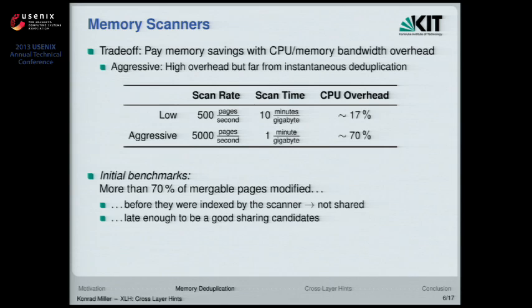And we've actually seen that this is a problem by running some initial benchmarks. In this case, it was a kernel build with 2 1 gig VMs. And we've actually run this in a memory tracer in a full system simulator in SIMICS. And we've seen that more than 70% of the pages that could have been merged were actually not indexed by the scanner before they were changed. So they were never shared. However, those pages were modified late enough so they would have been a good sharing candidate. Sometimes those pages would not have been modified for minutes.